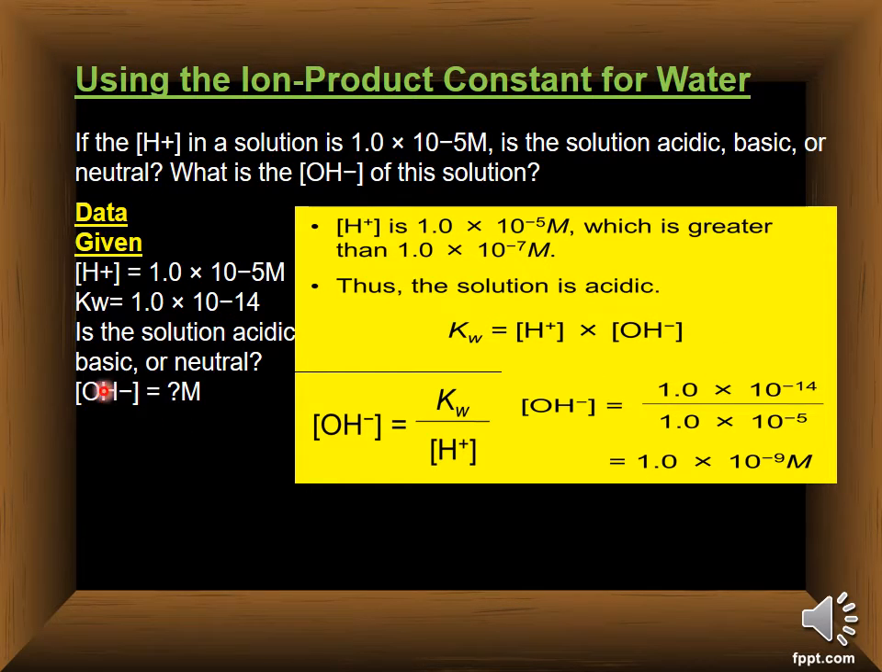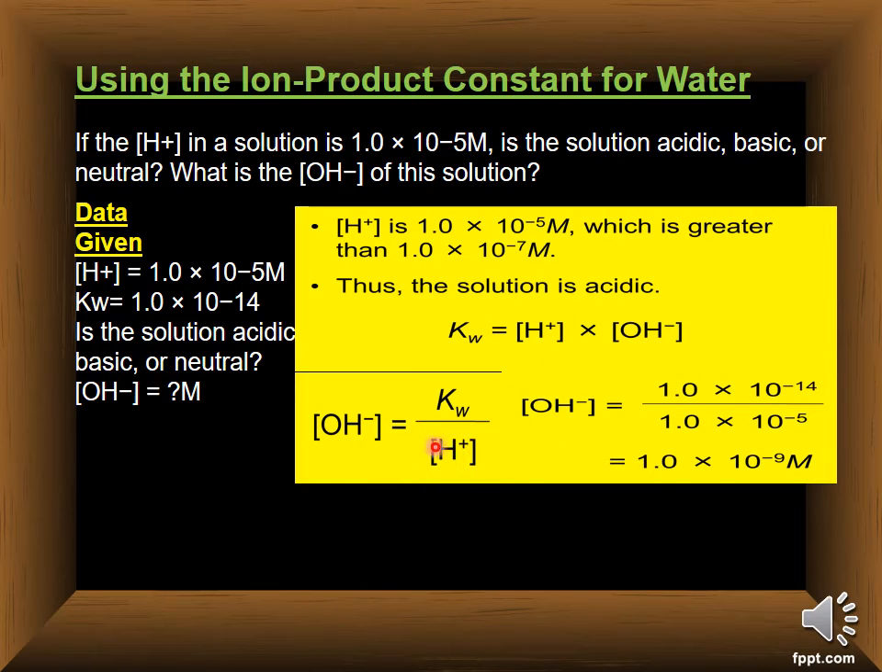Now we need the OH negative ion. So this one is going down. Okay, crisscross like this. Now, what will be the formula for the OH negative ion? OH negative ion concentration is equal to Kw over the H positive ion concentration.